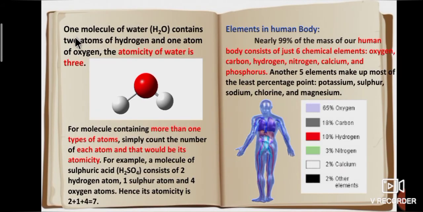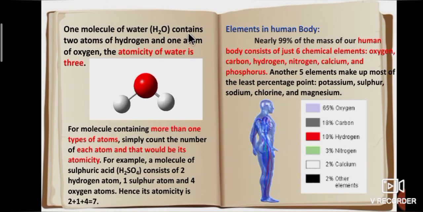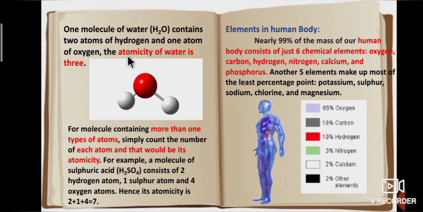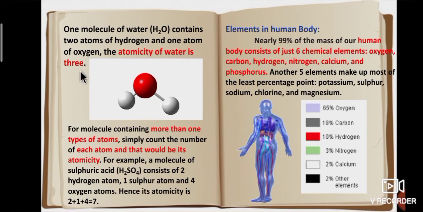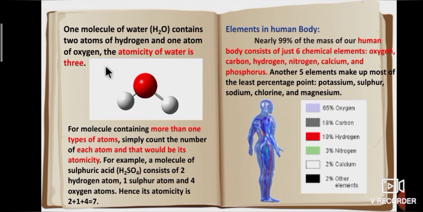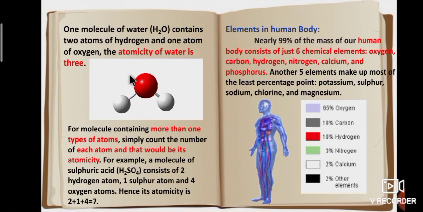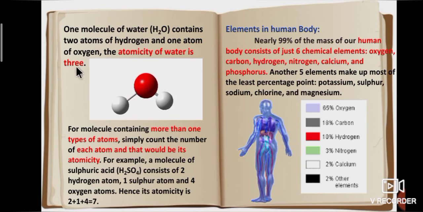Let's see another example. One molecule of water contains 2 atoms of hydrogen and 1 atom of oxygen. The atomicity of water is 3. 2 hydrogen atoms and 1 oxygen atom, so 2 plus 1, the atomicity of water is 3.